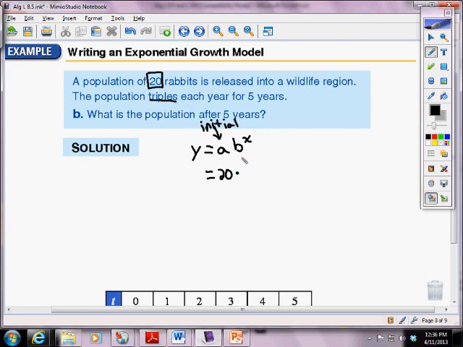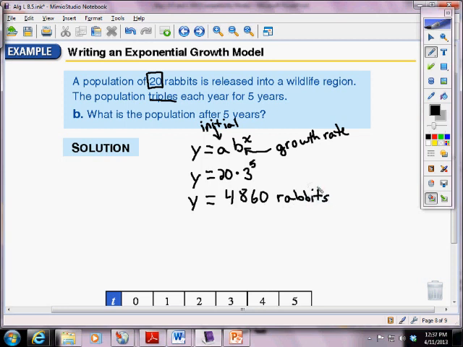Now, it triples each year. So b, remember, represents our growth factor, our growth rate. So it's tripling. So I'm going to say times 3. And now it wants to know our time. It's going to triple each year for 5 years. So we're going to put a 5 in for x. So if you type into your calculator 20 times 3 raised to the 5th, you get that your population, y, is going to be equal to 4,860. So we'll have 4,860 rabbits after 5 years.